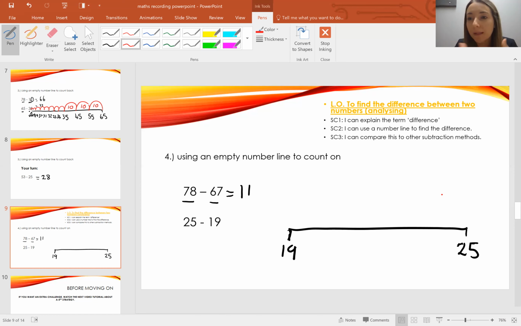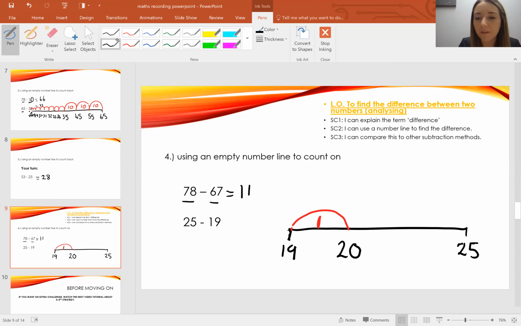Some of you might not be able to see that straight away, and that's absolutely fine. You can use this number line to help you. So we're looking at 19 and we'll say, how many numbers do we need to get us to the next 10? What would the next 10 be after 19? Well done, it's 20. How many numbers are between 19 and 20? 1. So we put that in there.